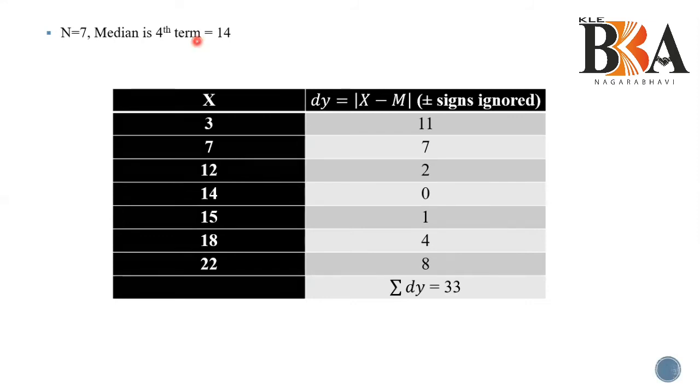So in the median problem you have to be very careful. You have to find the term, then you have to find which term it is. For that you use (n plus 1) divided by 2, where n is the total number of terms: (7 plus 1) divided by 2, then you will get the term. That term is 4 here. Among 3, 7, 12 and 14, the fourth term is 14, so the median is 14. Then you have to execute the formula.